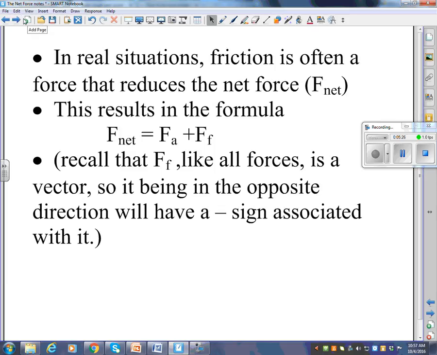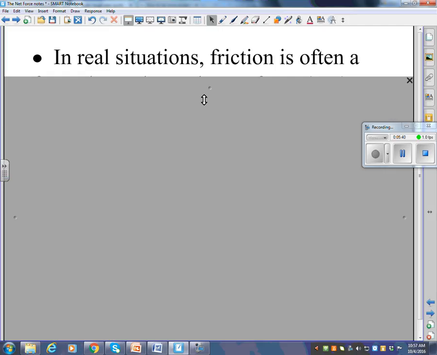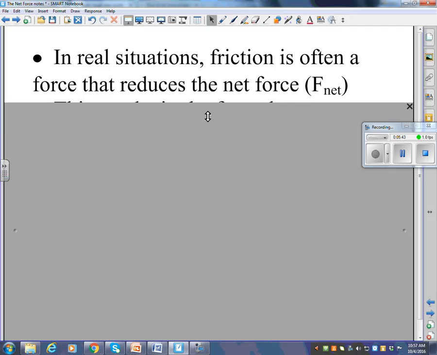Okay, well, let's talk about friction. Basically, I'm taking you through grade 11 physics in about 20 minutes. The key points: in real situations, friction is often a force that reduces the net force. We know that.